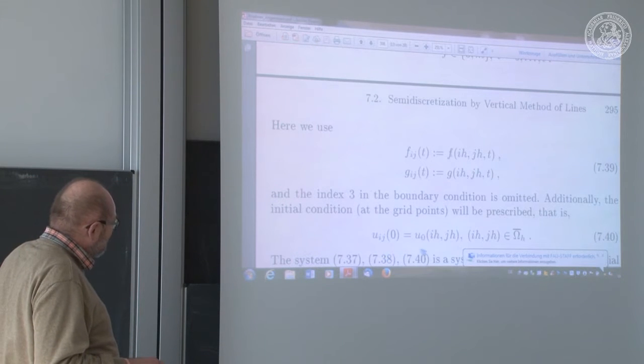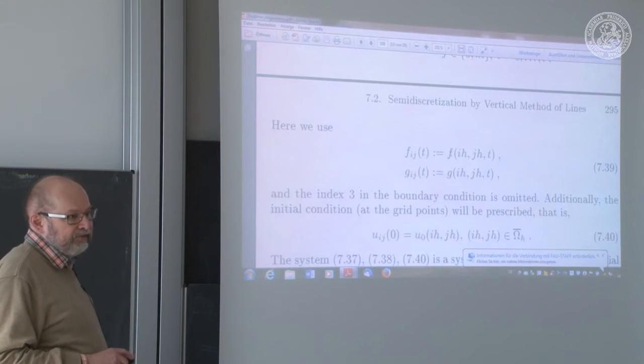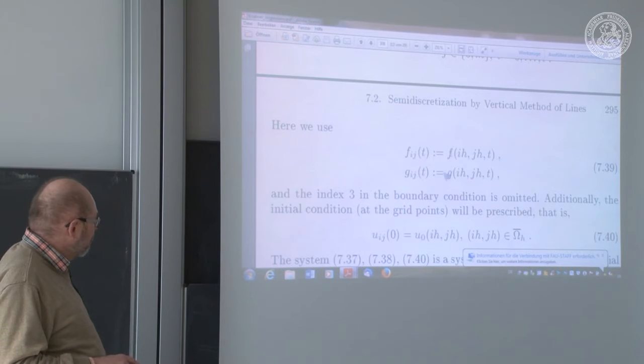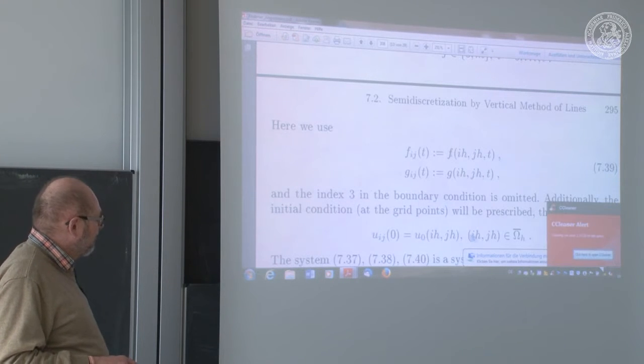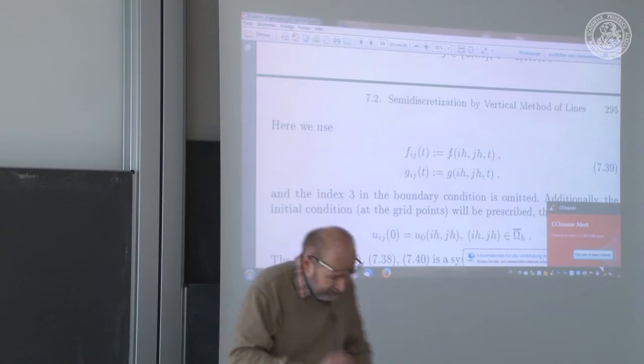Correspondingly, we have our initial data, and again, we approximate the initial data by evaluating the function. Of course, this requires enough smoothness for the initial data, and we could think also of something different here. Evaluate the initial data at the grid points. Good.